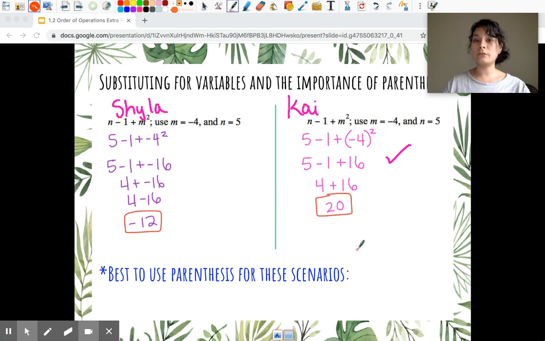So the general rule of thumb is, when in doubt, use parentheses when you're substituting for a variable like this. It's really best to use parentheses for exponents. But there may be other times where you have to use parentheses when you substitute. So I tell my students, when in doubt, if you're not sure if it's going to affect your answer, use parentheses, because if you use parentheses, you're guaranteed to get the right answer, or hopefully you'll get the right answer. Not necessarily guaranteed, hopefully.